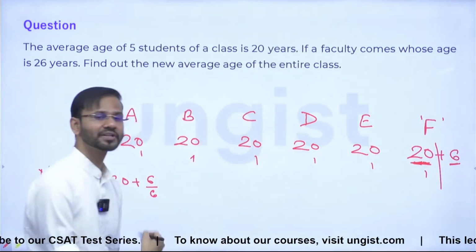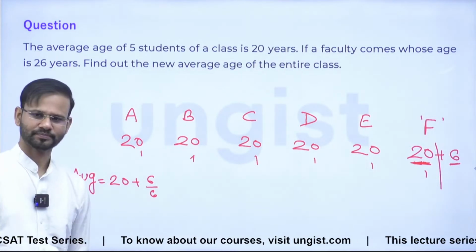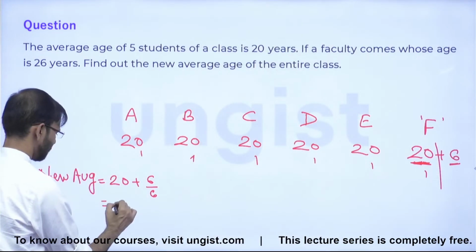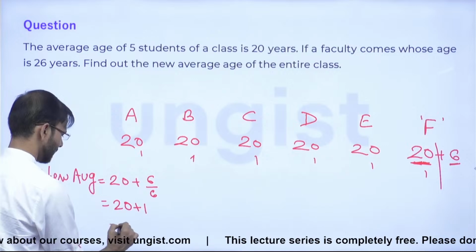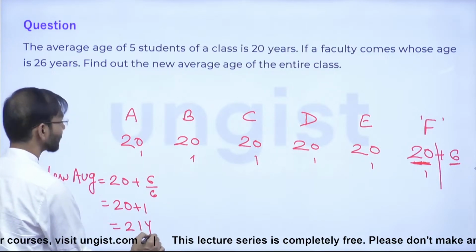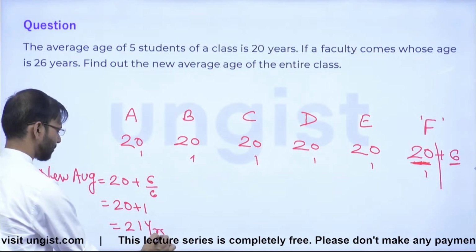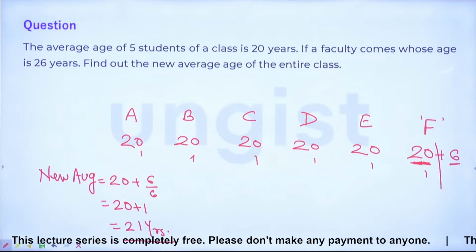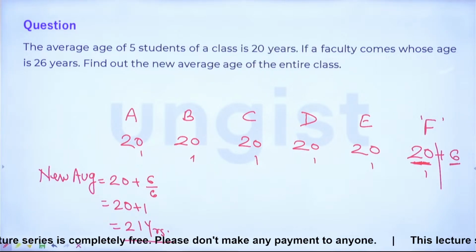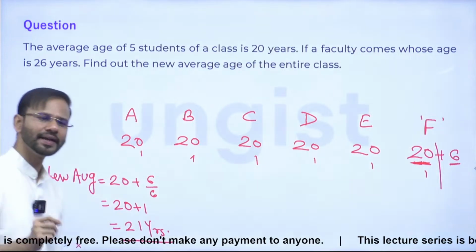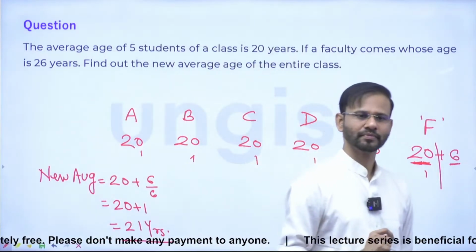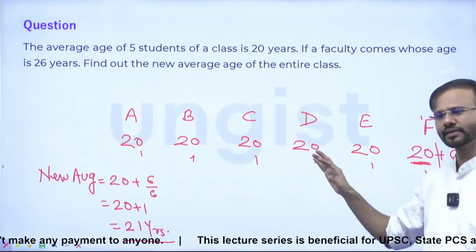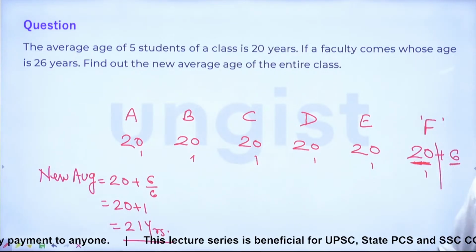Guys, what will be the new average? 21. Everybody clear with this? So this is the process. So this is 20 plus 1, which is 21 years. Fine now, everyone? Any confusion, friends? Any doubt? Any query? Any problem? Done? Very good. Please note it down, everyone.